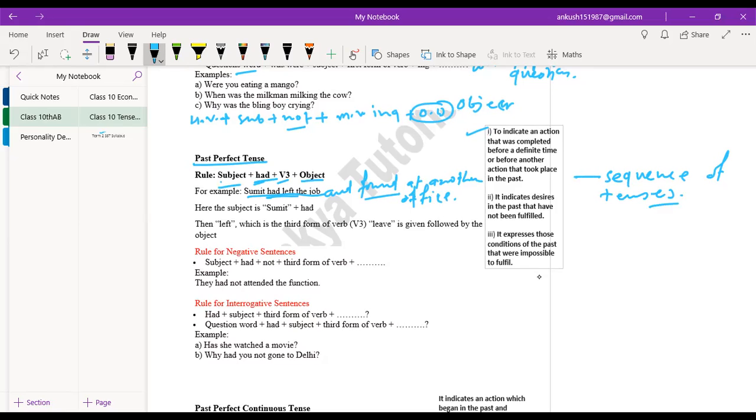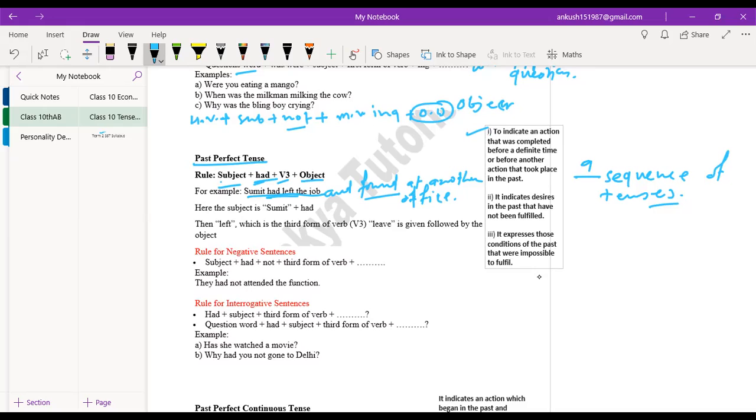So here in this sentence, Sumit had left the job and found another office, in the sense the same kind of job he might have found there, in another office. Have you got the point? Okay, this is called a sequence of tenses. That also we will discuss.